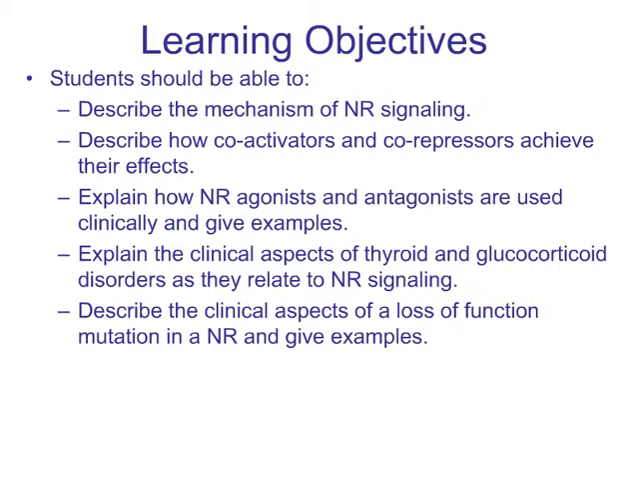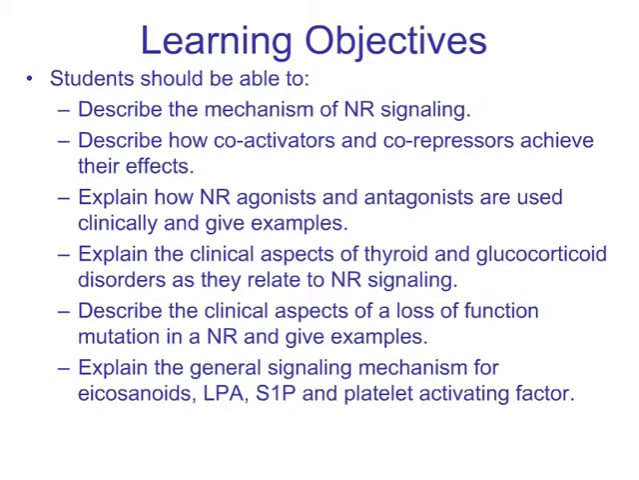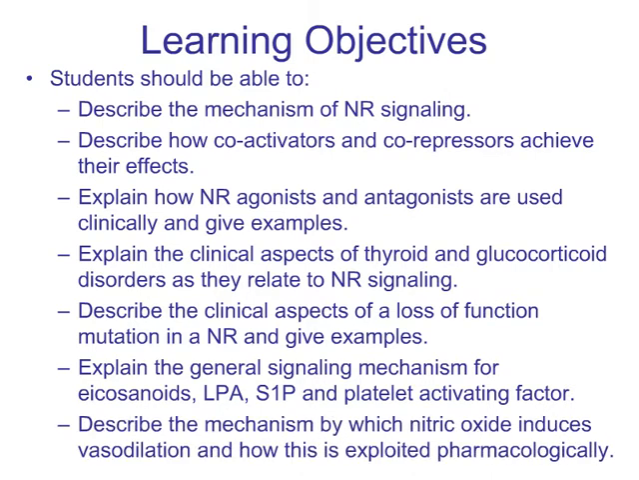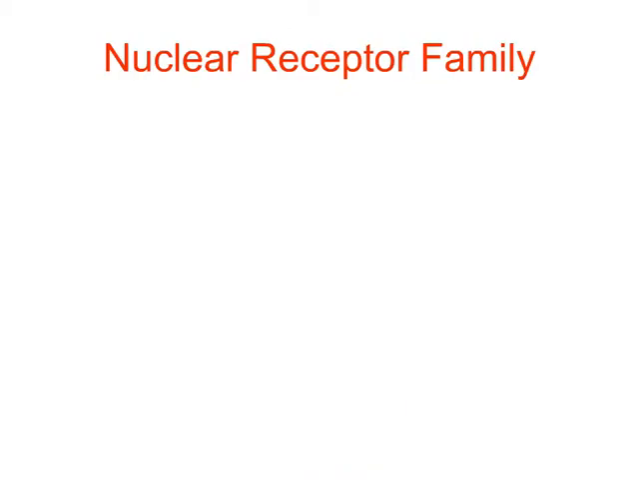a loss-of-function mutation in nuclear receptors and give examples, explain the general signaling mechanism for almost all eicosanoids, lysophosphatidic acid, sphingosine 1-phosphate, and PAF, and describe the mechanism by which nitric oxide induces vasodilation and how this is exploited pharmacologically.